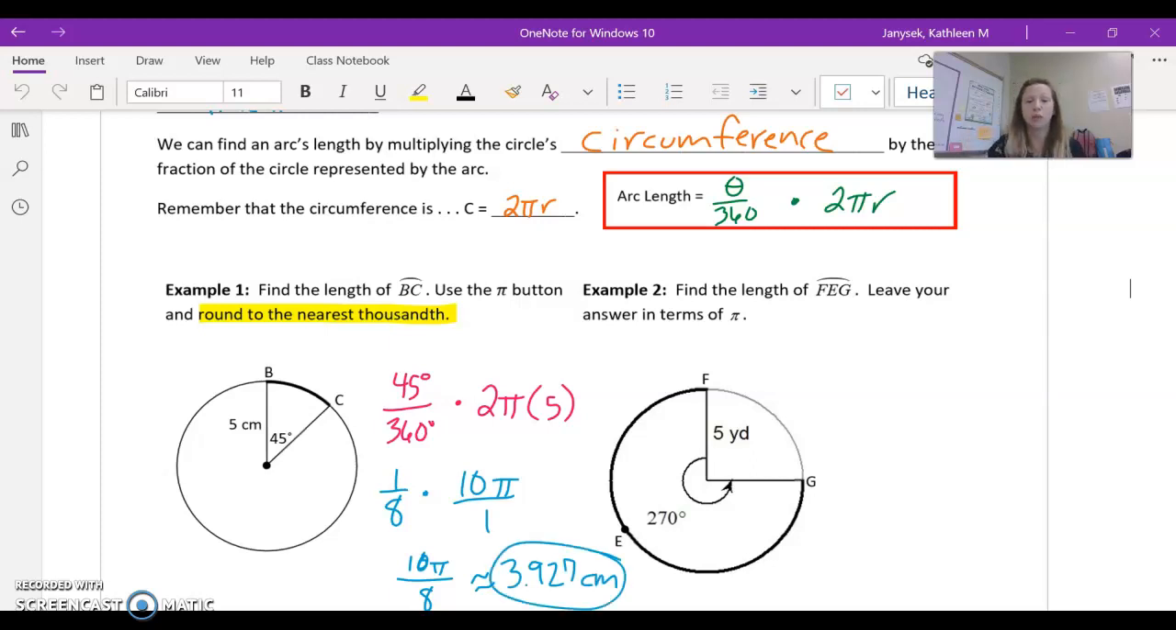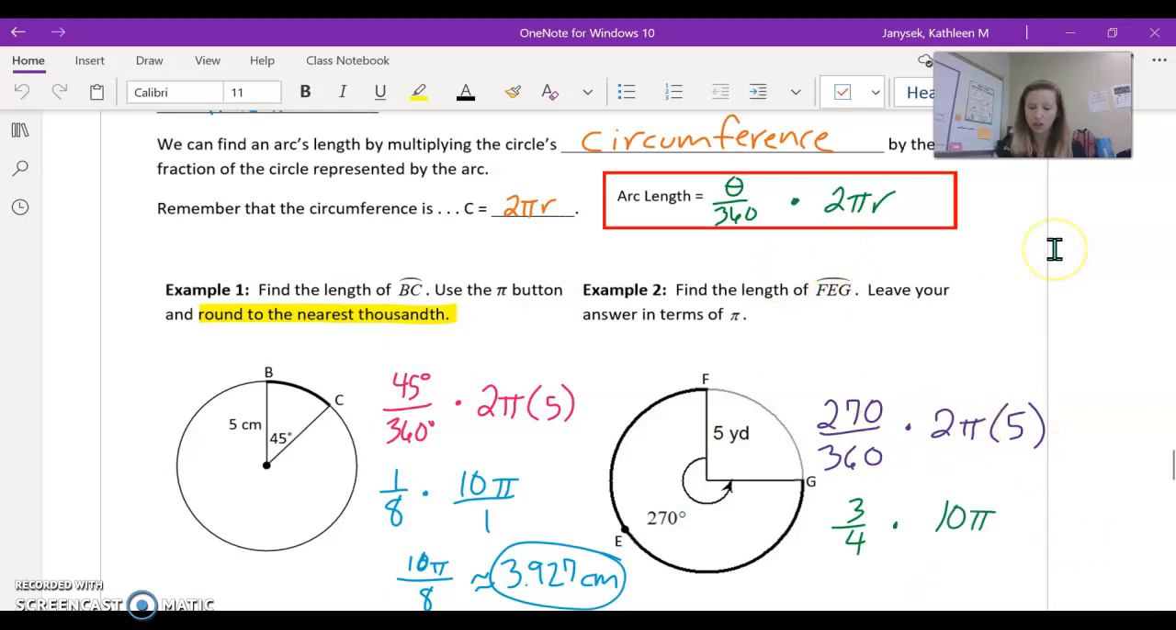And now let's do it in terms of pi. Same formula. In this case, our arc is very large. It's 270 degrees. And remember, it's always out of 360 because the whole circle is 360, times our circumference, 2 pi r, and our radius in this case is 5 yards. So we're going to reduce 270 over 360. It reduces to 3/4 times 10 pi, because 2 times 5 is 10.